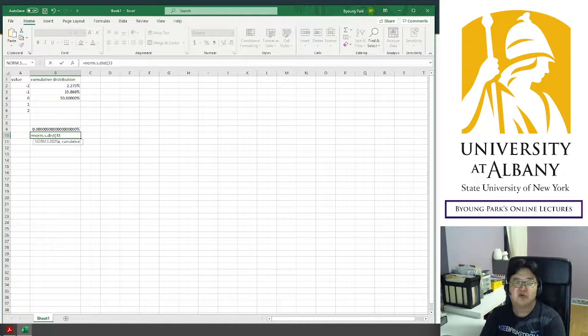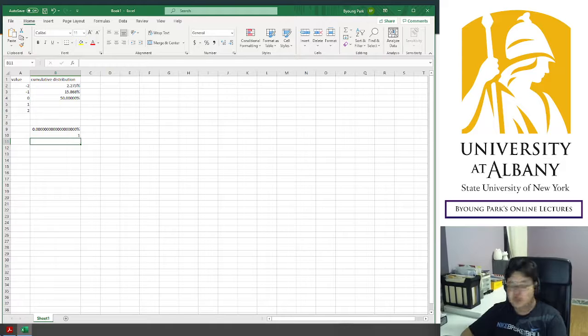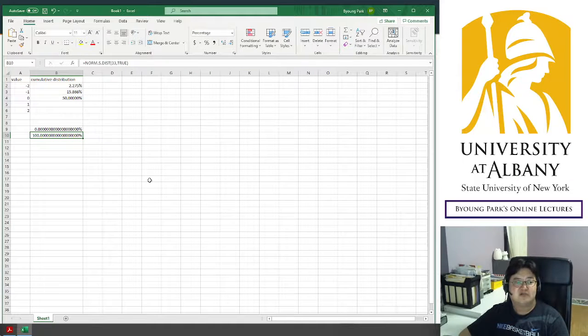Or alternatively, let's try something else. I will choose any number, 33. I just choose an arbitrary number. If you calculate the probability smaller than 33, it is 1, which means 100%. Because 33 is large enough, the probability smaller than 33 contains almost all the possibilities.